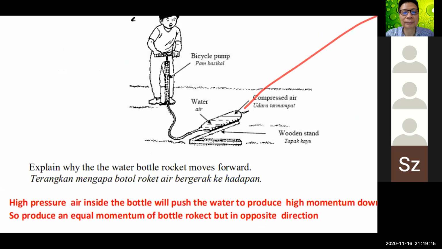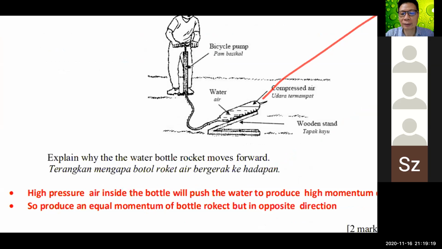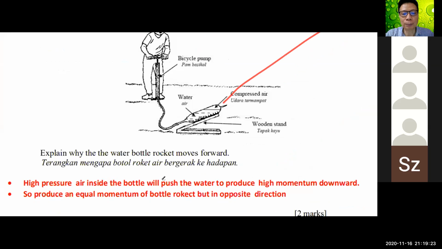Now you see the answer. His answer is almost like this. High pressure air inside the bottle will push the water to produce high momentum downward, going backward. So it produces an equal momentum for the water rocket, but in the opposite direction. Just now it produced downward momentum, now there will be a forward momentum, not upward momentum. And this forward momentum will bring the rocket to fly. Okay? That's the answer.